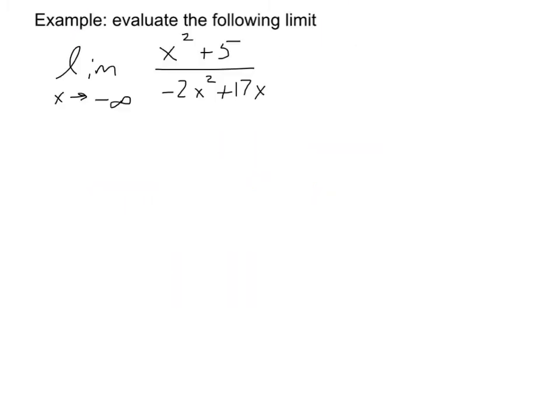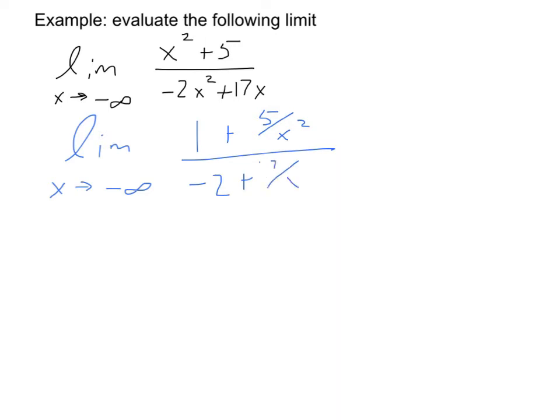So here we have another similar example. So pause the video, try this one out, and see what you end up with. So I'm going to have the limit as x approaches negative infinity. This time I'm going to divide by the highest power of x in the denominator, that's x squared, and I'm going to skip some steps here. This is going to give me 1 plus 5 over x squared over negative 2 plus 17 over x.